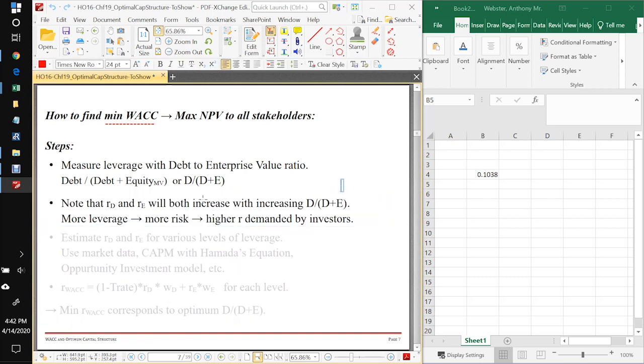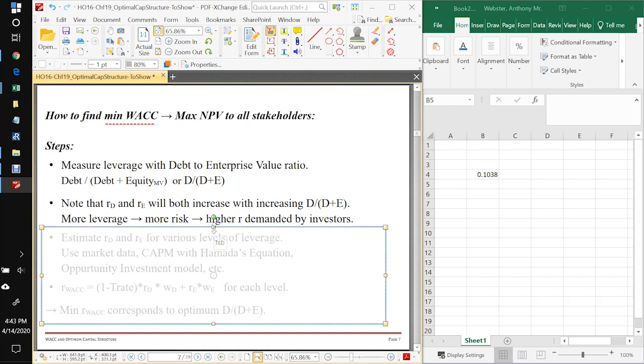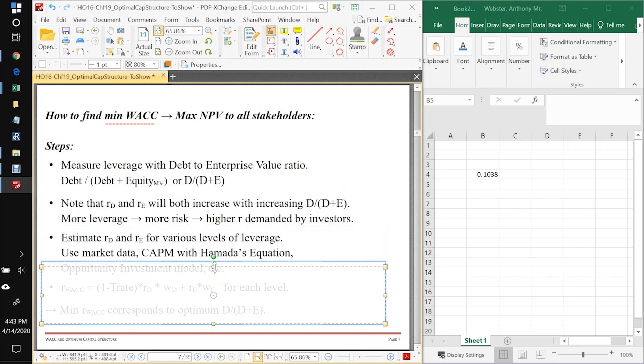Next, we want to note that the cost of debt capital and the cost of equity capital both increase with increasing debt to enterprise value ratio. And this is true because it's empirically true. As the firm gets more leverage, there's more risk of bankruptcy, which isn't good for anyone. It's not good for lenders, it's not good for stockholders. So as the firm levers up, both debt holders and shareholders are going to demand higher returns on their investment. That's another way of saying higher cost of capital for the firm.